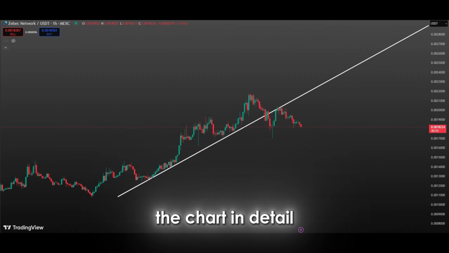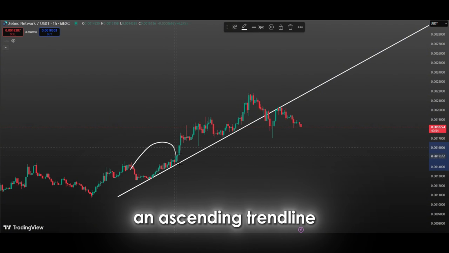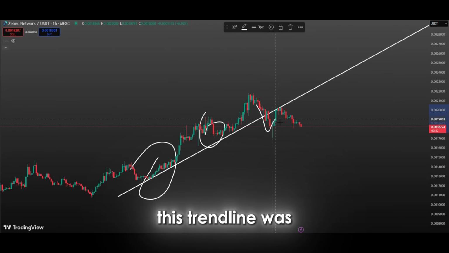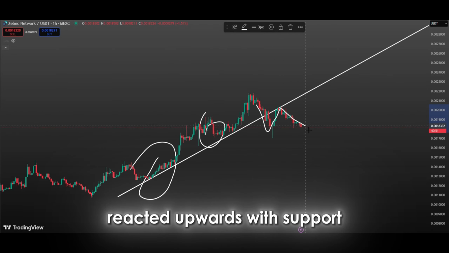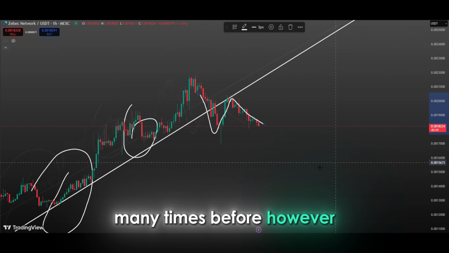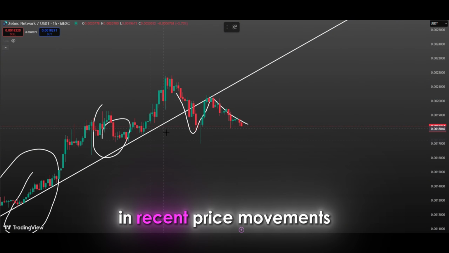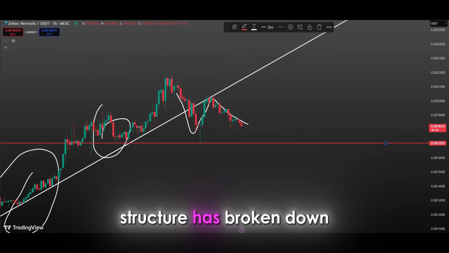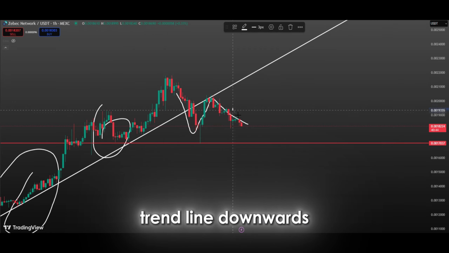When we examine the chart in detail, we can see that there is an ascending trend line that has formed quite prominently in the medium term. This trend line was a strong structure where the price reacted upwards with support many times before. However, in recent price movements, it is possible to clearly see that this rising structure has broken down and the price has broken this trend line downwards.